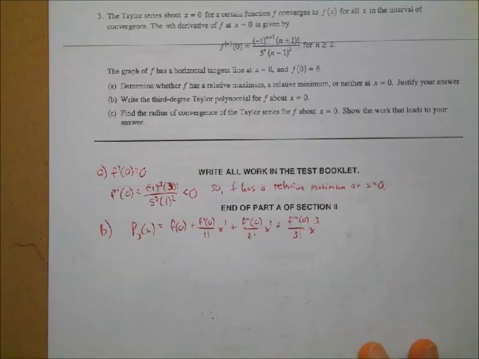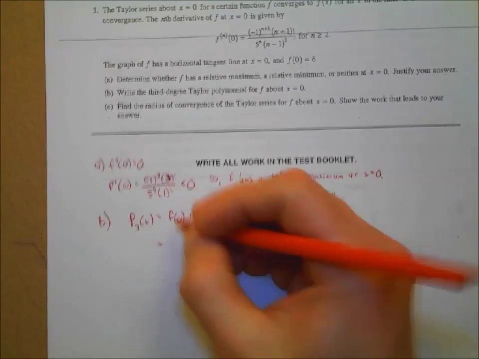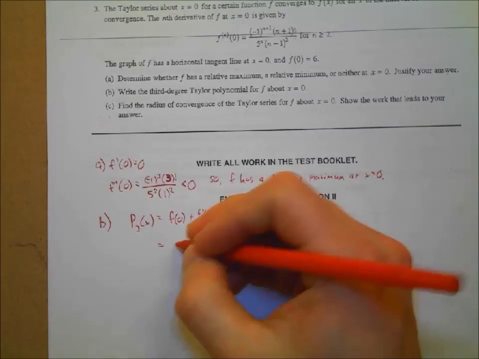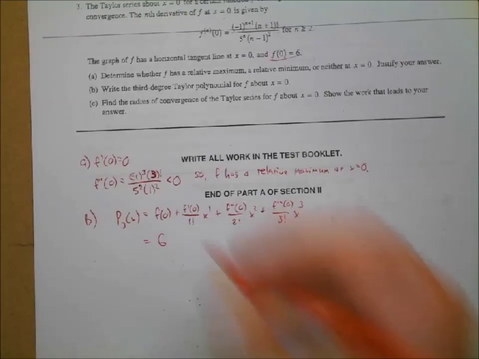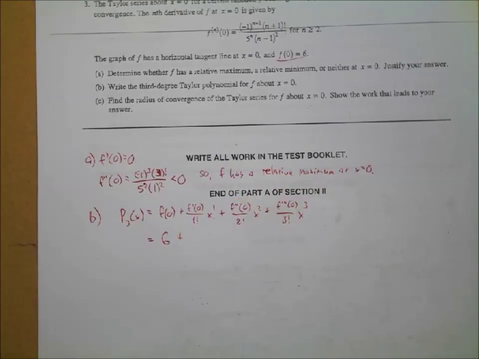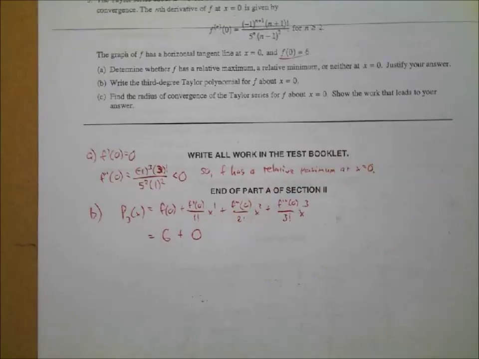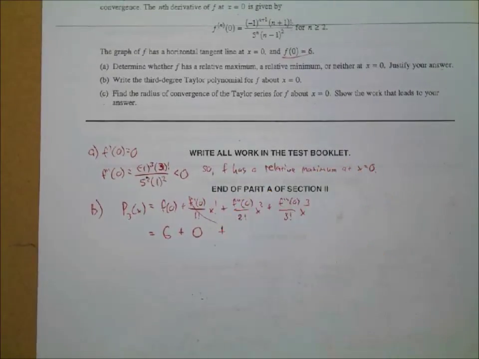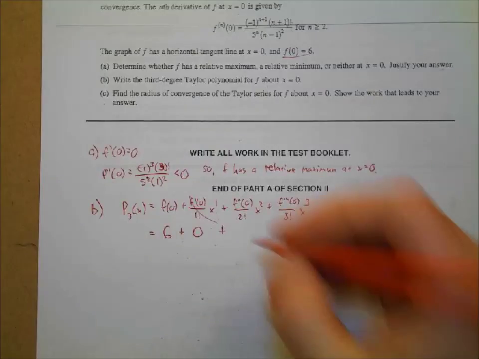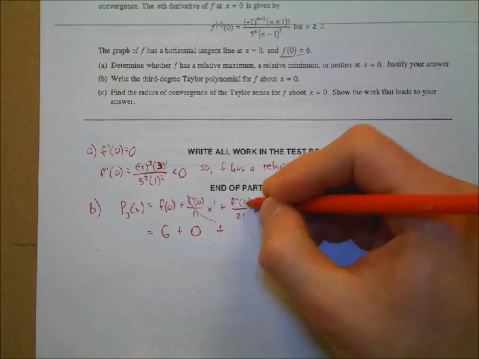So what is f of 0? 6. Rarely are you given random pieces of information that you don't use, so we use that right there. What's f prime of 0? 0, so we can just put a 0 in there if you like, or ignore it. It goes away. Now f double prime of 0. I think it's negative 6/25. But when you simplify, it'll be negative 3/25. It depends on how much work you want to do simplifying. It's your choice.